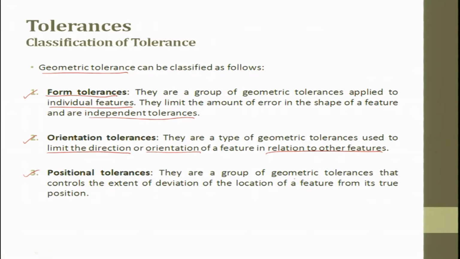Positional tolerances are a group of geometric tolerances that control the extent of deviation of the location of a feature from its true position. See, position tolerance is something like this. You use GPS and say I am starting from here, this is the start destination and I am traveling here, right. You say this is my start destination, what is your end destination? So, every time you talk about how much distance to travel, it is with respect to the start, with respect to that reference. So, that is positional tolerance.